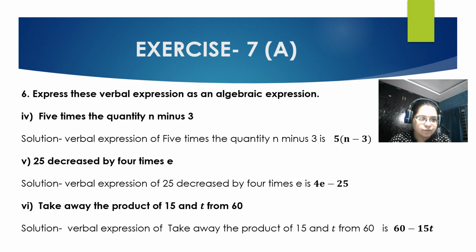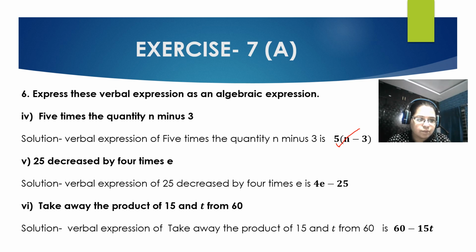Now fourth bit, 5 times the quantity n minus 3. The times will be represented with multiplication symbol and minus will be represented with minus symbol. Verbal expression of 5 times the quantity n minus 3 is 5 multiplied with n minus 3. N minus 3 will be inside the parenthesis. 5 within bracket n minus 3.